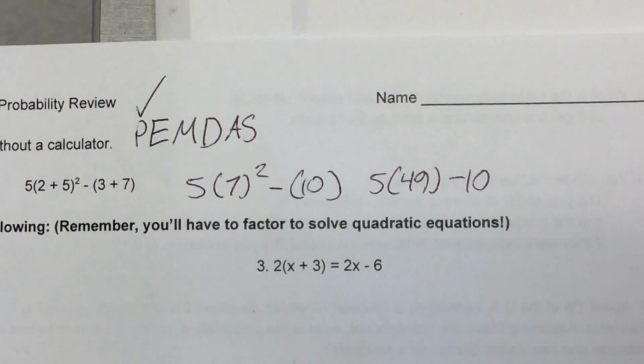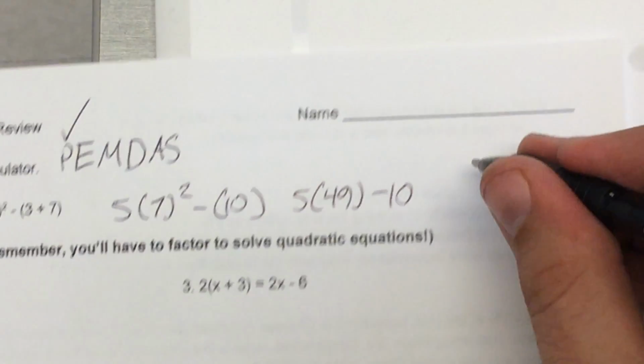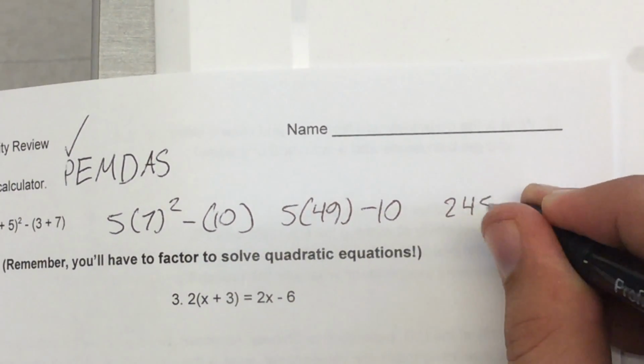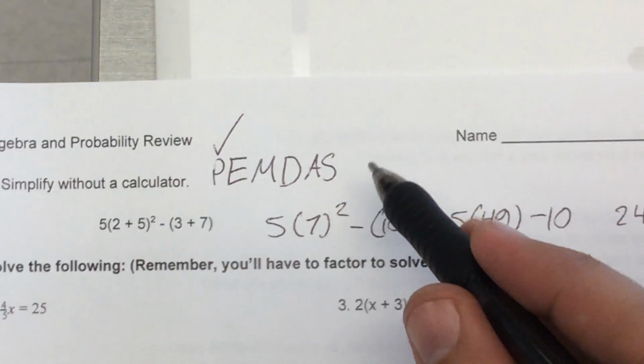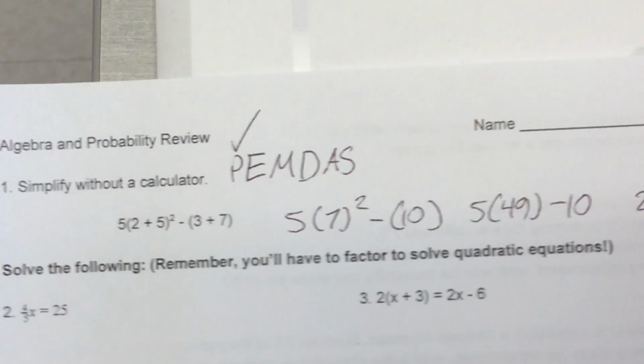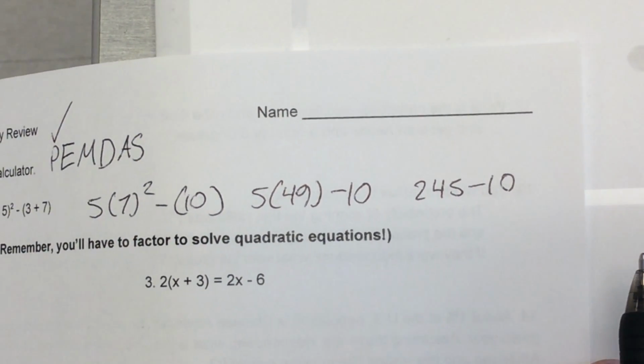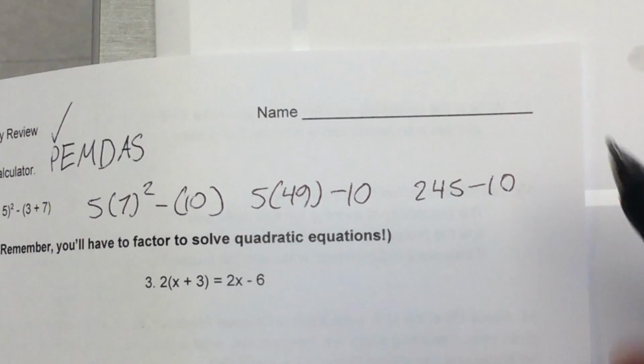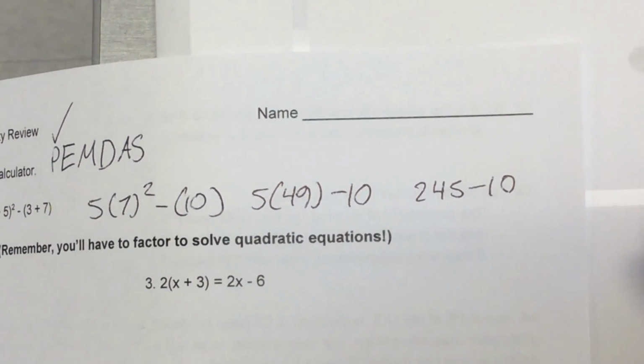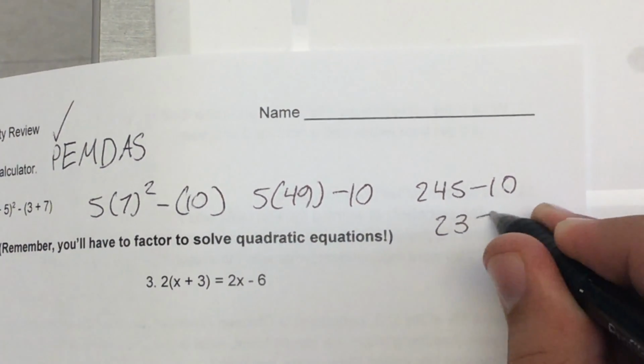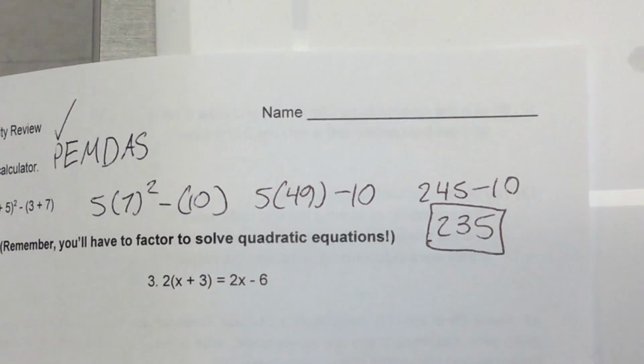Okay, won't lie, don't know what 5 times 49 is. 245 minus 10. You'll notice we're doing the multiplication and division step, and then we'll do addition and subtraction. So 235 should be your answer there.